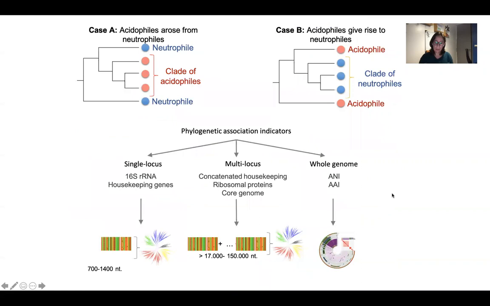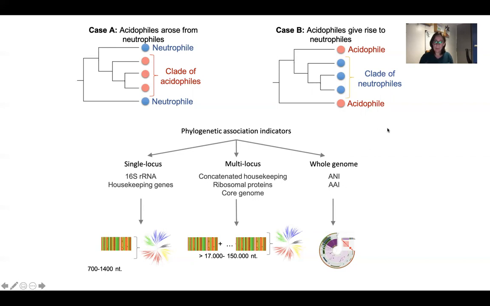So when we decide to study our acidophilic branch, we can identify two cases. Case A, where the acidophiles group in one clade and arose from a neutrophile, or case B, where the acidophile gives rise to a neutrophile. In this case, neutrophile means something different to acidophile: neutral or higher pH.